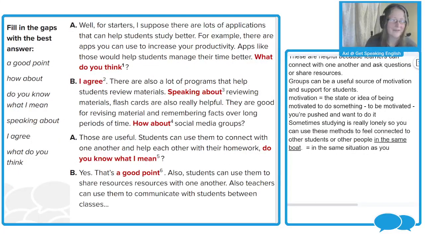I agree. There are also a lot of programs that help students review materials. Speaking about reviewing materials, flashcards are also really helpful. They are good for revising material and remembering facts over a long period of time. How about social media groups? Those are useful. Students can use them to connect with one another and help each other with their homework. Do you know what I mean?